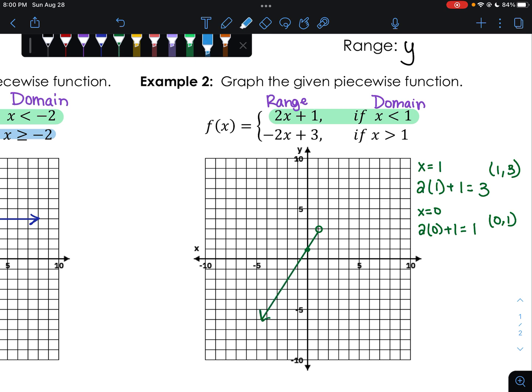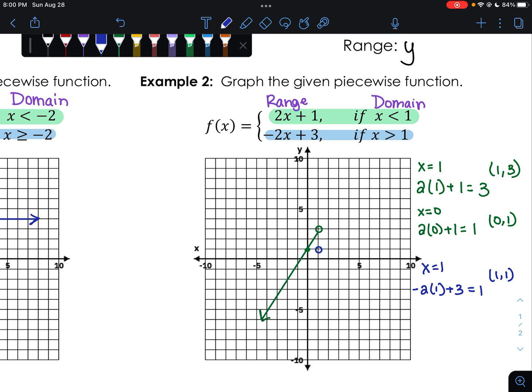Then I go and graph my second equation of my piecewise function. So again, I start with the values in my domain restriction. This one also has an open circle because there is no line underneath. So when x equals 1, I have negative 2 times 1 plus 3, which is negative 2 plus 3, which is 1. So I have the point 1, comma 1. So again, I need to make sure that this is an open circle.